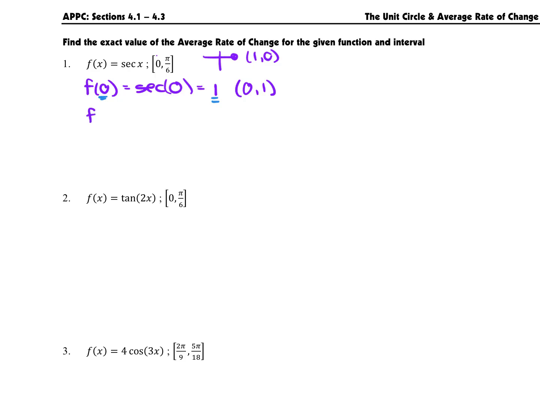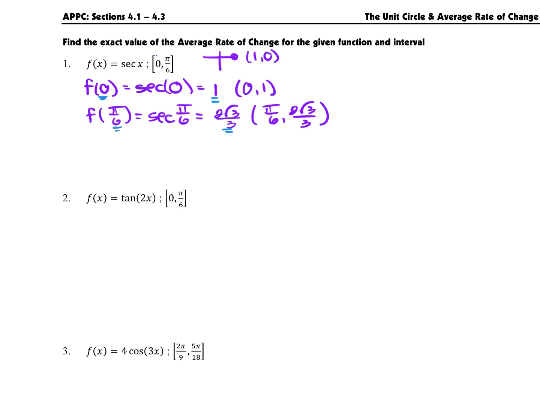We're going to do f of pi over 6. That means we want to evaluate secant at pi over 6. Secant is the reciprocal of cosine. The x-coordinate at pi over 6 would be radical 3 over 2. So its reciprocal is 2 radical 3 over 3. Now that's going to create the ordered pair pi over 6, 2 radical 3 over 3.